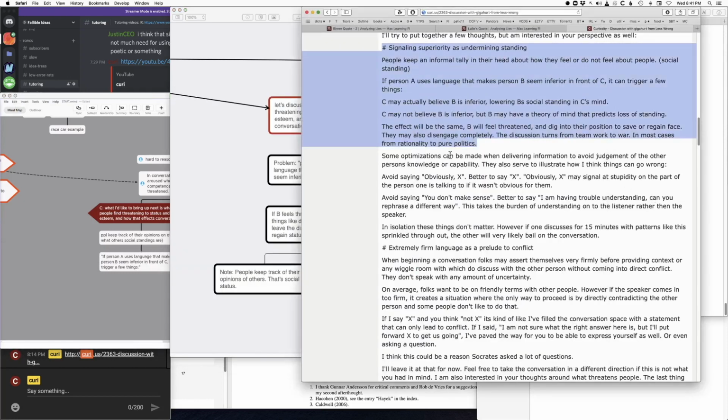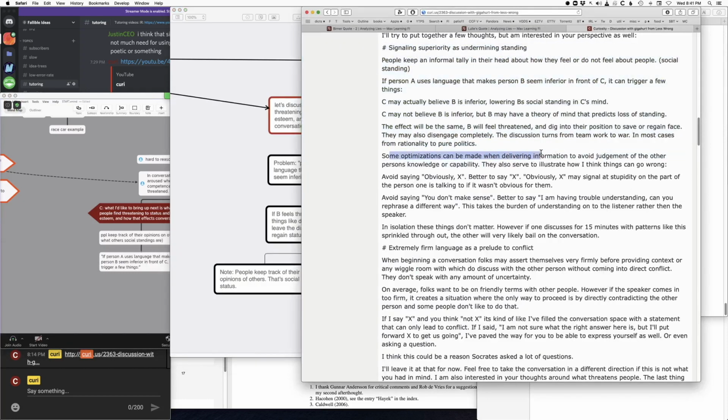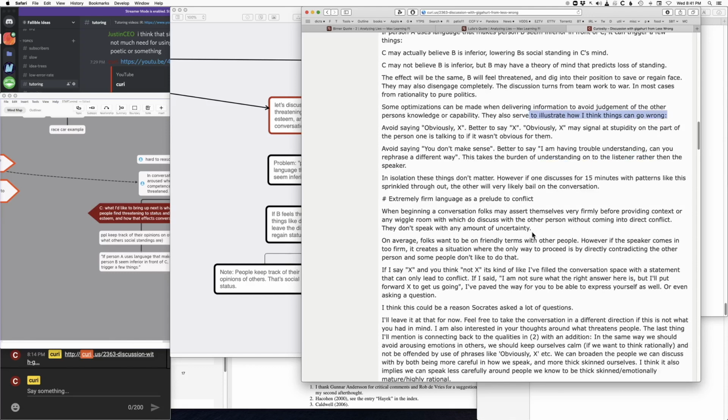Okay. So some optimizations can be made when delivering information. There are improvements when we're talking to people to avoid judgment of the other person's knowledge or capability. They serve to illustrate how things can go wrong.